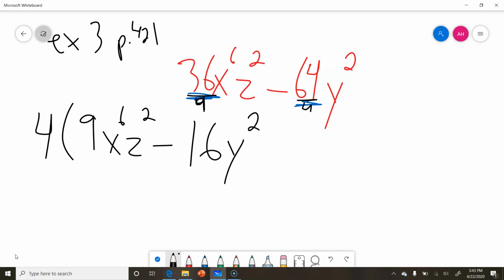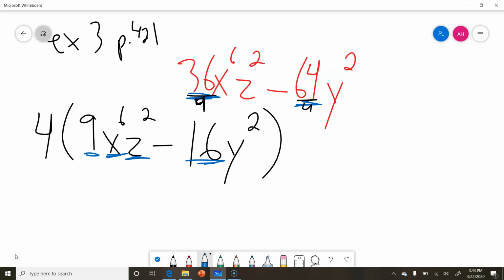Now I'm going to find the difference of squares. You see this 9 is a square, 3 and 3. And 16 is a square, 4 and 4. And then look, x to the 6th is going to be x to the 3rd and x to the 3rd.